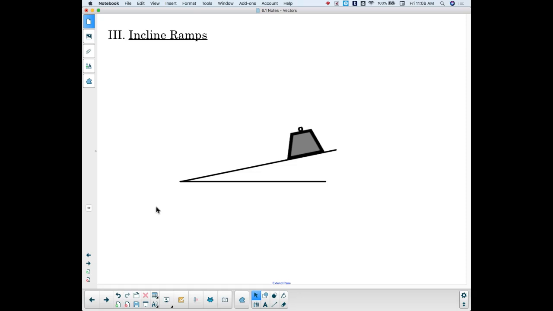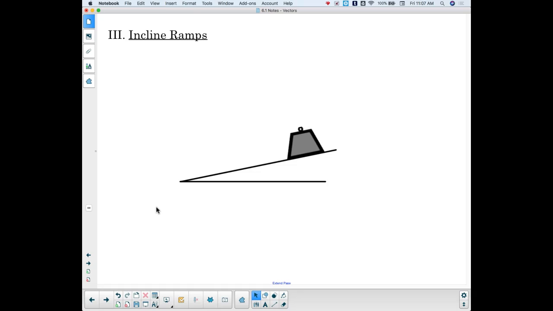All right. Today we're going to talk inclined ramps, and how those work with forces and all that fun stuff. Okay, so there are 3 forces at work.